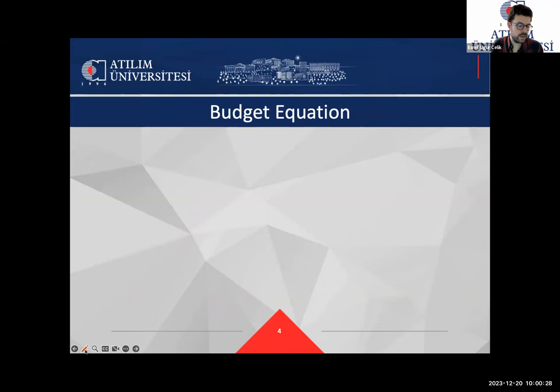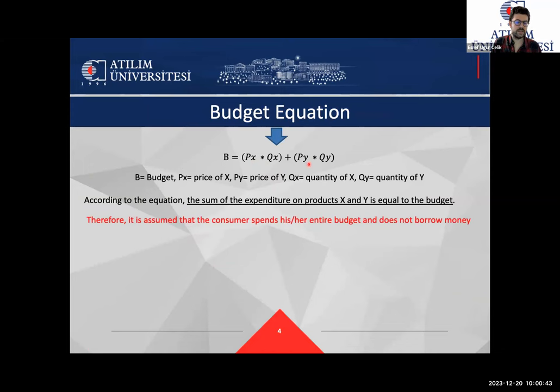That's why we come to the budget equation. Let's assume that we have two goods, X and Y. The assumptions are: the first is our spending on good X, and the second is our spending on Y. Our expenditure on X and Y gives our budget. We only pay our money to X and Y goods. That's why expenditure on X and Y gives the budget. And the assumption says we have to spend our whole budget and we don't save any money.